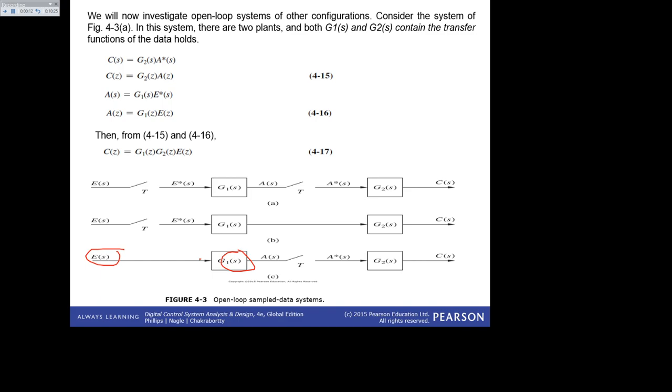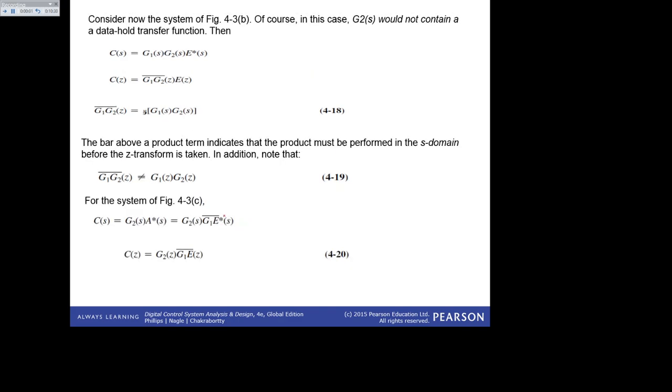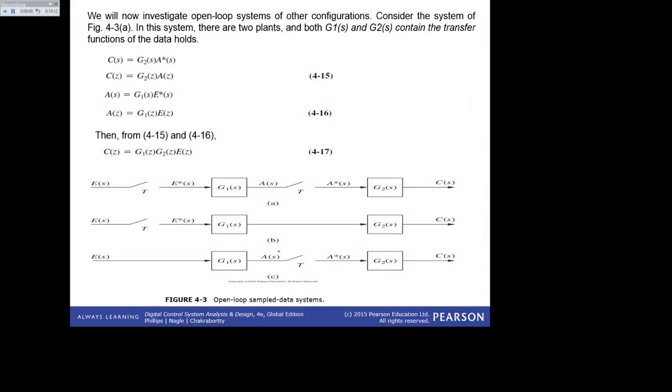whenever you are considering this one, it means this one is already sampled. So it has to be E asterisk S here, so that when you multiply the two, it's going to be the multiplication of the two in S, and then it's going to be G1 E(Z). So this is the transfer function of 4.3c.